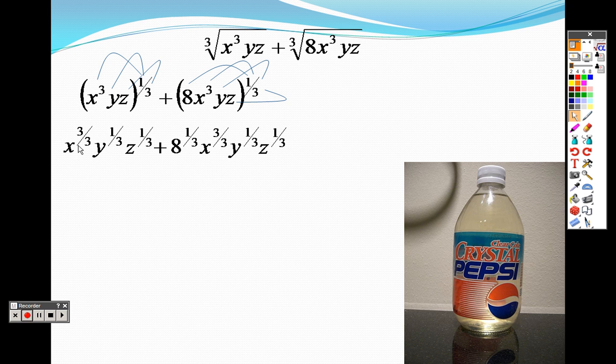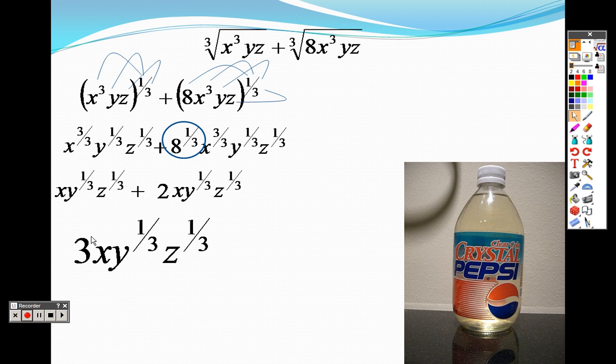Now we've got to see what simplifies. X to the 3/3. That simplifies to a whole x. I have a y the 1/3 and z the 1/3. 8 to the 1/3. Alright, 8 to the 1/3. It's like saying, is there a number that's exactly the same 3 straight times that will give you 8? The answer is yes, there is. That number happens to be 2. 2 times 2 times 2 is 8. This is an x, and that is y the 1/3 and z the 1/3.